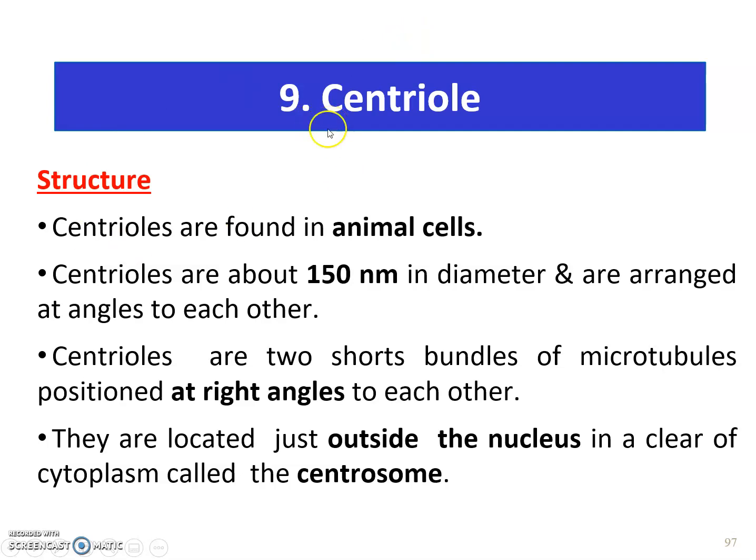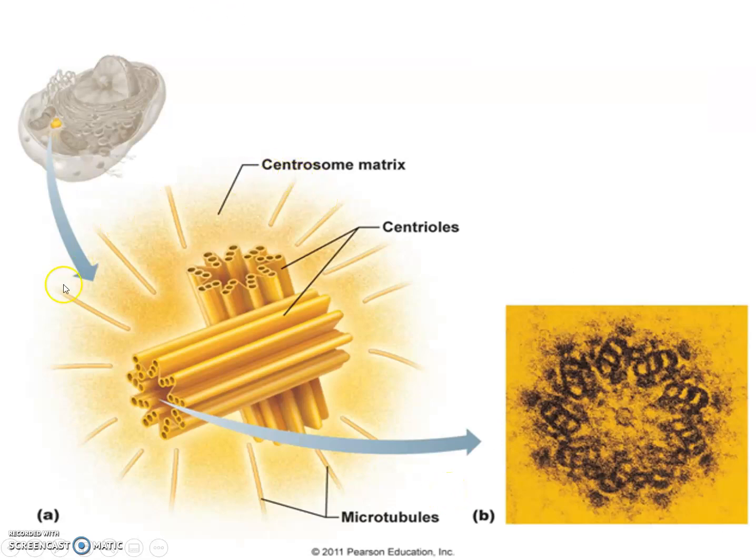Centriole. Centrioles are found in animal cells. It is about 150 nanometers in diameter and arranged at angles to each other. So centrioles are two short bundles of microtubules. They are positioned at right angles to each other. They are located just outside the nucleus in a clear cytoplasm called the centrosome. So the centrosome matrix is a region where you can find the centriole in the center.